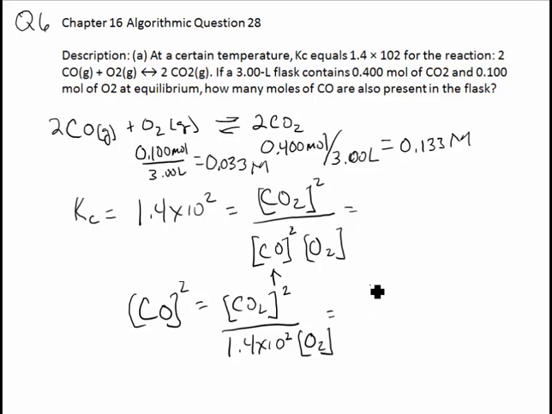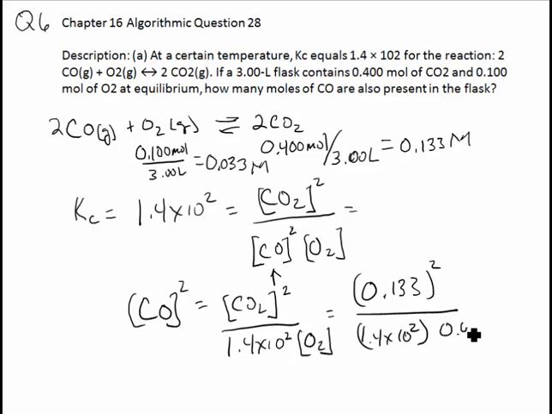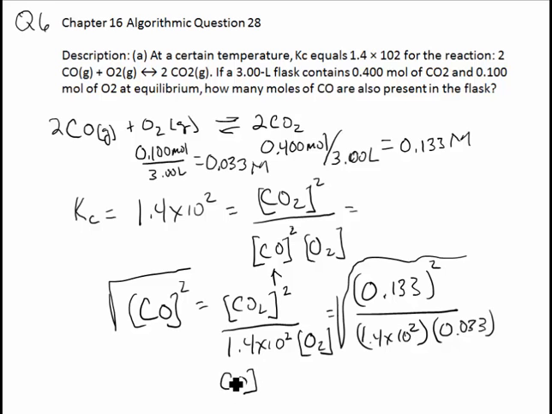And then we just plug those values in. So that is 0.133, that quantity squared, over 1.4 times 10 to the 2 times O2, which is 0.033. Now, I'm going to take the square root of both sides to get the CO concentration. So when I do that arithmetic, the CO concentration is equal to 0.062.